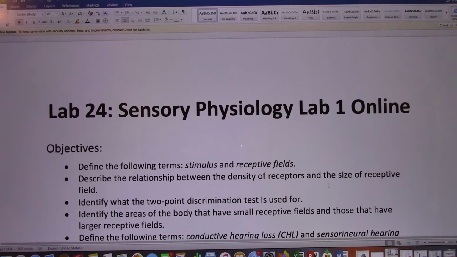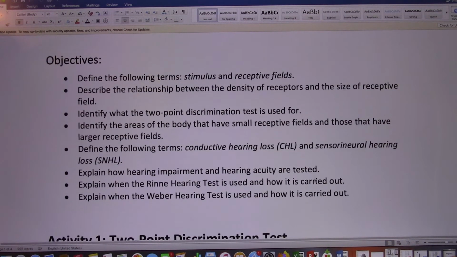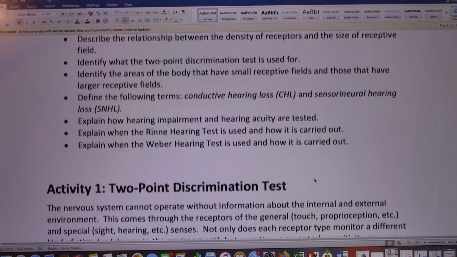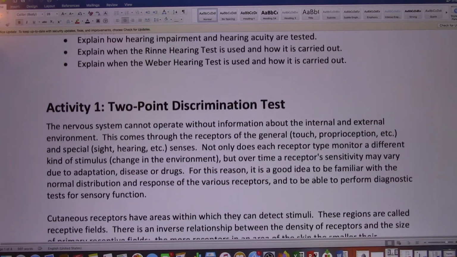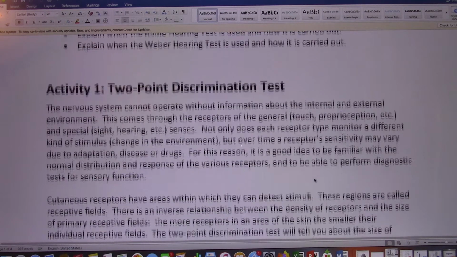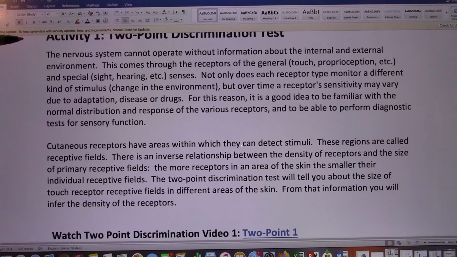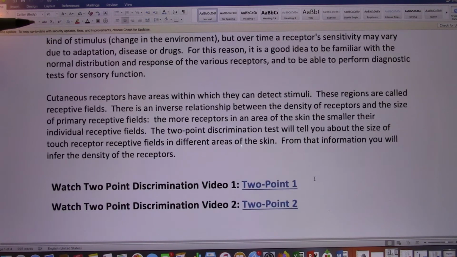Well, in Lab 24, the sensory physiology lab, you need to be familiar with some physiology tests of your sensory system. The first one we're going to do is the 2-point discrimination test. In the class, we talk about the receptive field. You can have a big receptive field or a small receptive field. We use the 2-point discrimination experiment to identify your sensitive body parts and insensitive body parts. The sensitive body part is the small receptive field one.